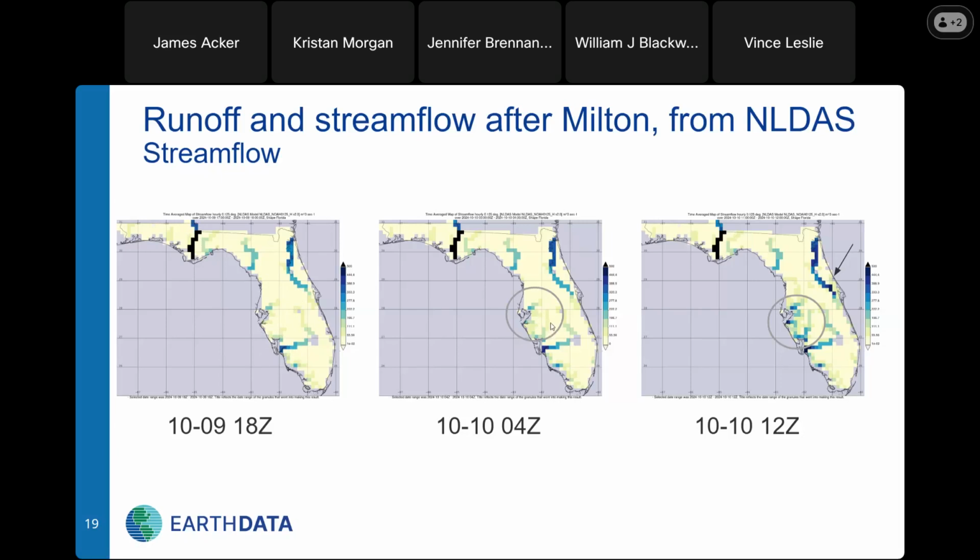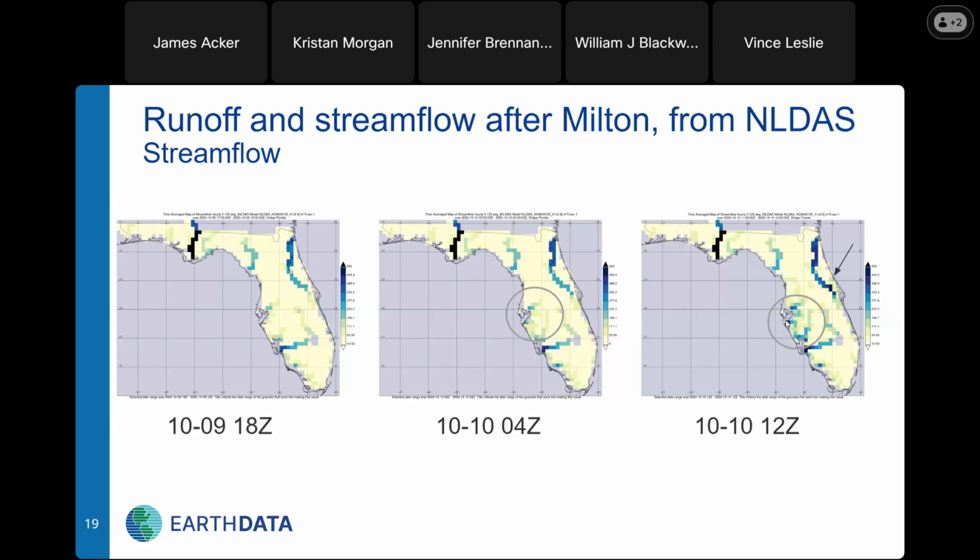You can start to see this area, the stream flow is increasing. Here's the scale, which is in units of meters cubed per second. So this is the stream flow in cubic meters per second. And then you can see it start to pick up compared to here. And then just a few hours later, remember there's going to be a lag time, it has intensified quite a bit. You can see in the headwaters of the St. Johns, much heavier, and you can also see several of the streams flowing back into Tampa Bay.